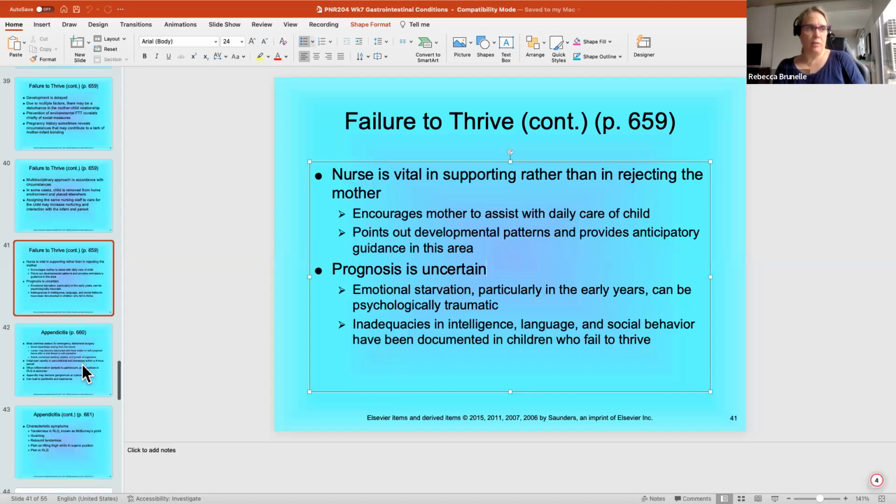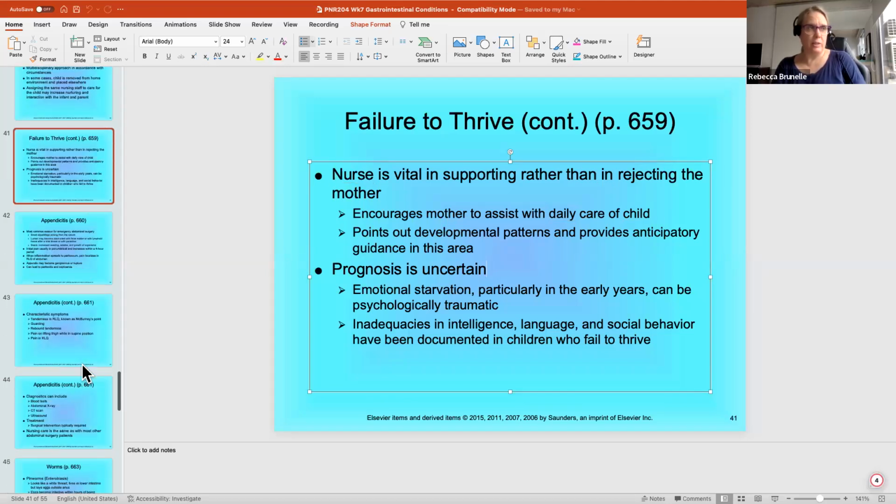So I think failure to thrive can be difficult because, you know, for the nurse, it can be emotionally taxing, but if you could try to have a non-judgmental attitude and just recognize that being a parent is hard. Sometimes this just takes a little bit of extra education and support.